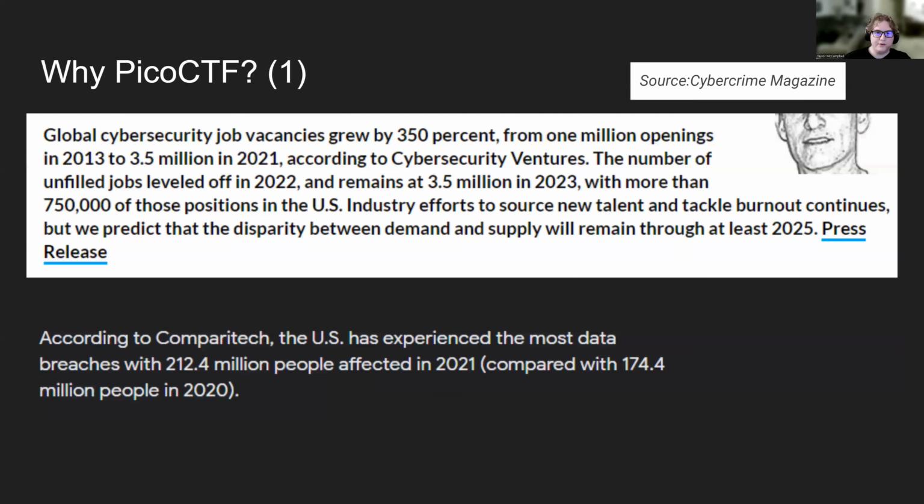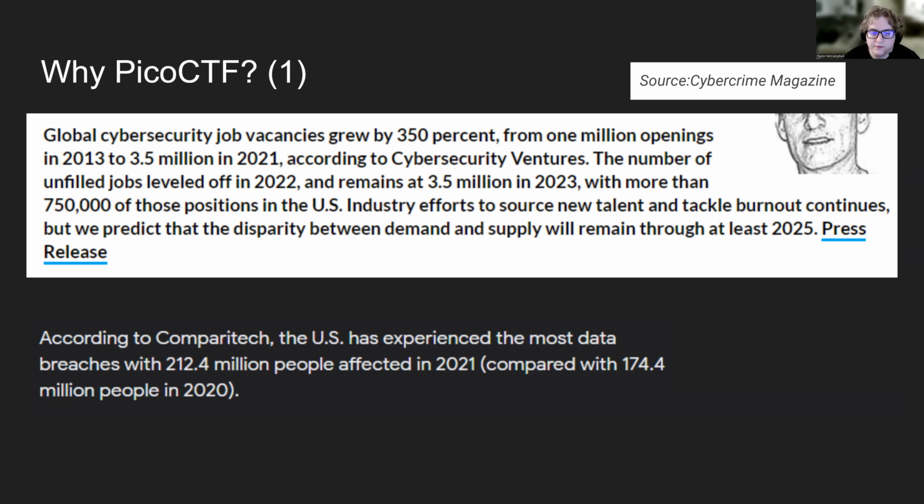So why PicoCTF? To draw this all back together, why PicoCTF? Why does it exist? Why do we care about these cybersecurity topics in the first place? So the first part is that there is a massive critical shortage of cybersecurity professionals. This article says that there are 3.5 million unfilled jobs in 2023, and that the disparity between the supply and demand will remain through at least 2025. So, like I said, a critical shortage of professionals to fill cybersecurity jobs.